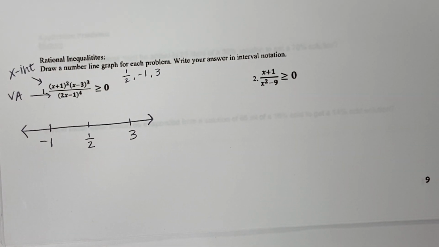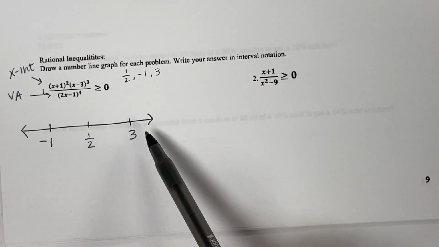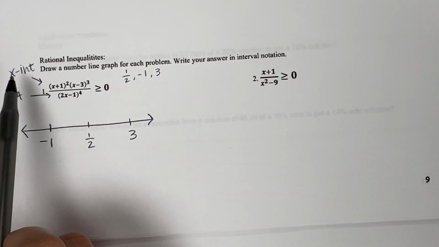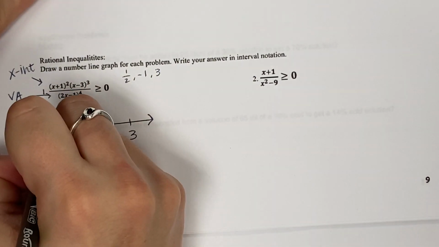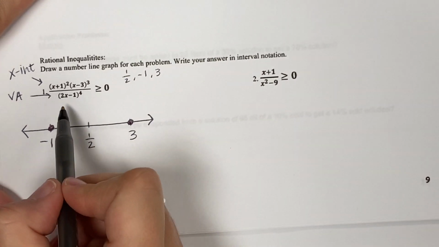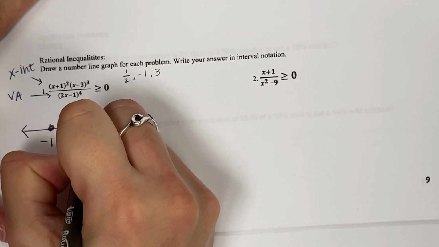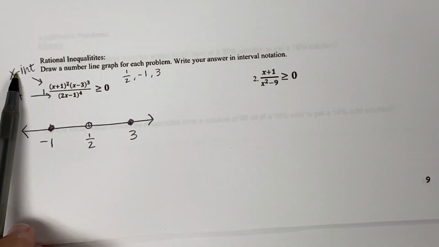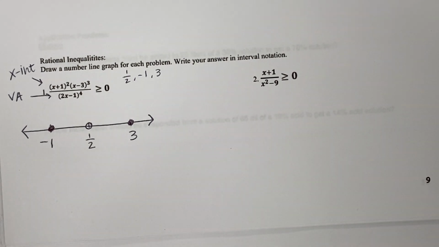Now we need to decide if these are open or closed points. This is different from polynomials because I can't just look at the inequality. I have to look at what these numbers actually are. An x-intercept actually touches your graph, so the 1 and the 3 are actual points on your graph. But at your vertical asymptote, your graph doesn't actually touch, so that gets the open point. So intercepts are closed points, asymptotes are open points. That's how we'll do those.